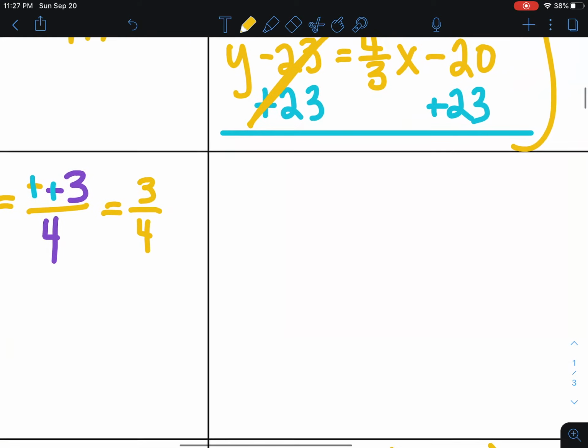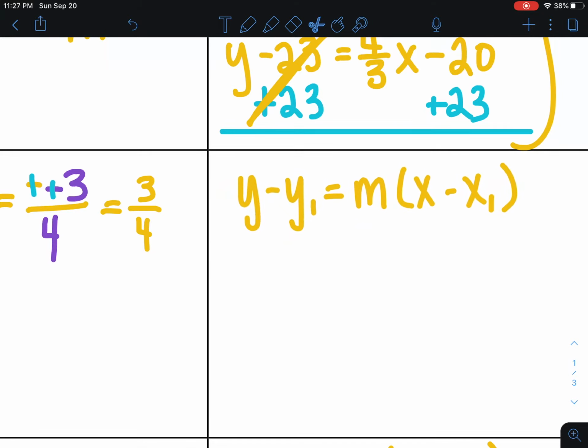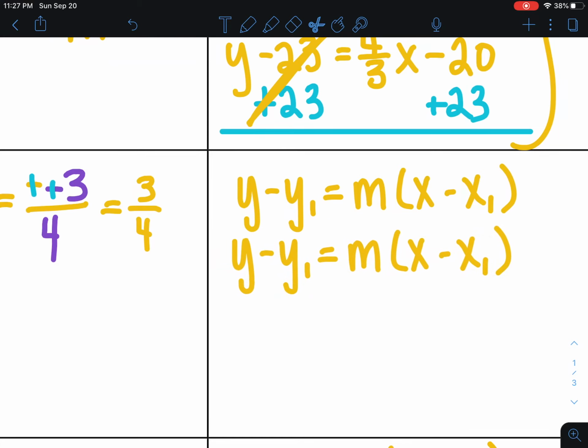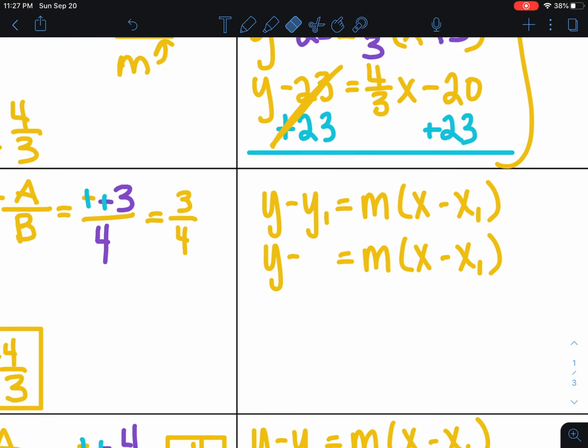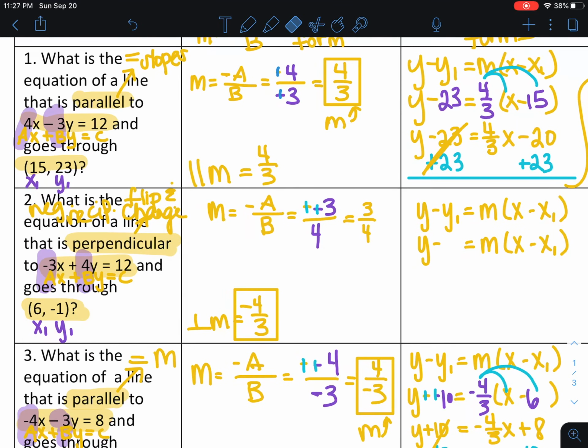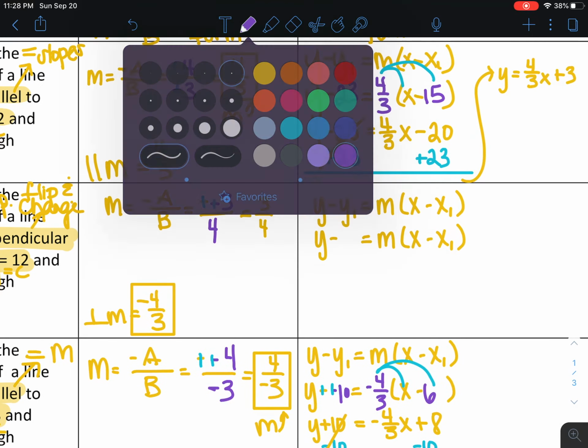So now moving on to step 2. I'm going to be lazy and rewrite the point-slope form. And again, I always do it twice so that I can erase and replace. This is why I love Notability. It really caters to my laziness. All right, so I'm going to erase y1. And what did I say y1 was? It's over here by number 2. It's negative 1.